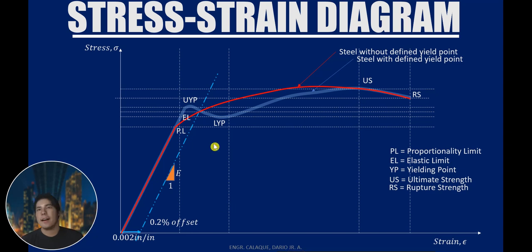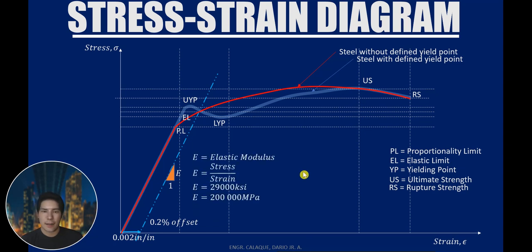Same slope dito sa proportionality limit natin, which is 1 over E. So yung E stands for modulus of elasticity, or that is stress over strain, no? According to Hooke's law. So for steel, yung constant na elastic modulus or modulus of elasticity is 200 gigapascal or 200,000 megapascal. In KSI, that is 29,000 KSI.